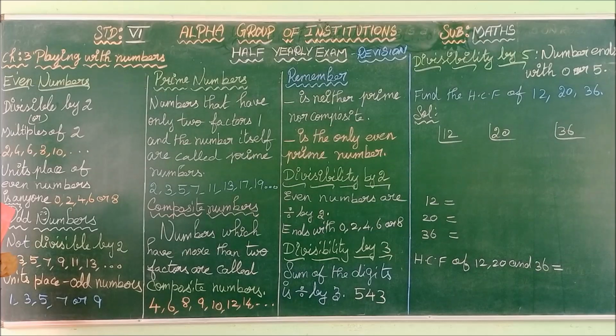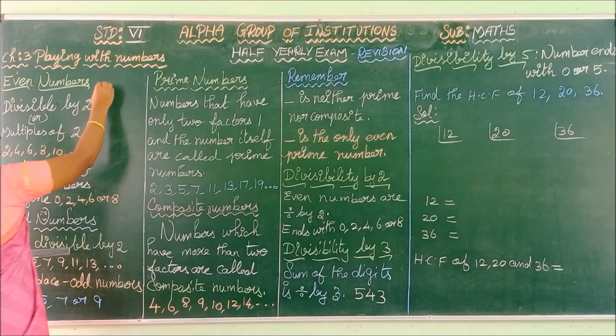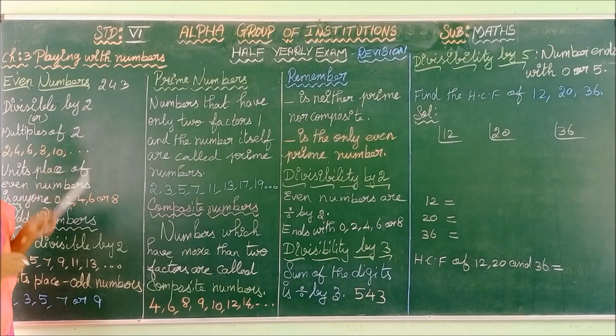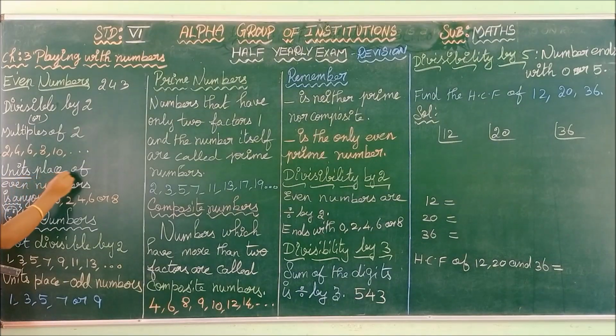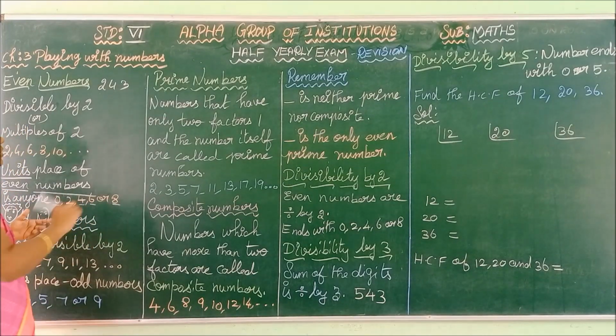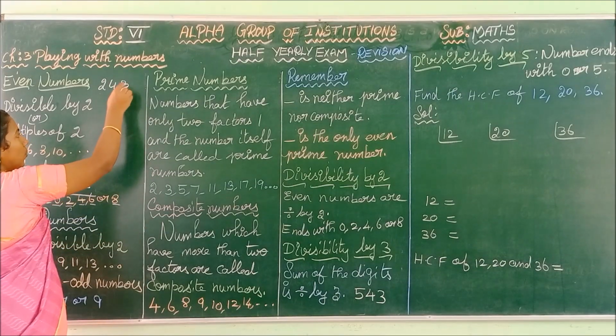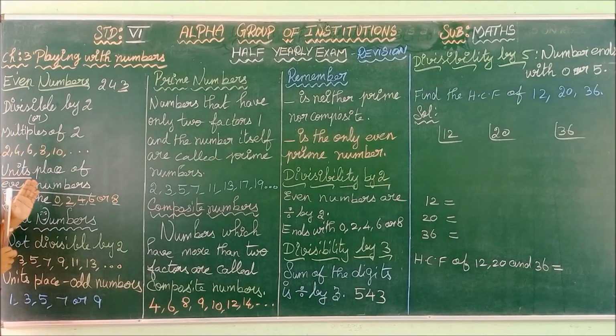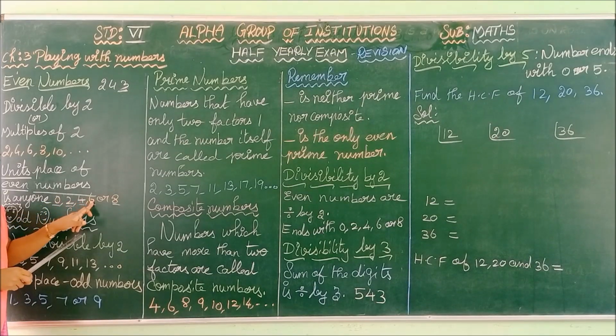Okay. How can you identify whether the given number is an even number? For example, if the given number is 243, how can you say whether this is an even number? See here, the units place of even numbers is any one of 0, 2, 4, 6 or 8. Okay. So see here which is the units place. This is the units place. Ones, tens, hundreds. So here in the units place we have the number 3. If it is an even number it will end with 0 or 2 or 4 or 6 or 8.